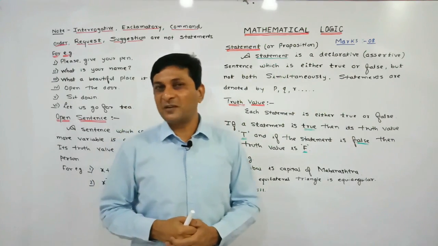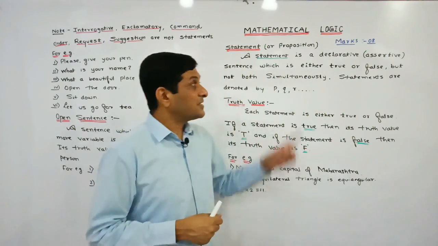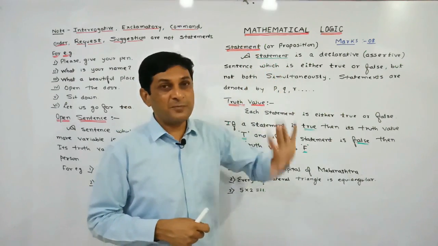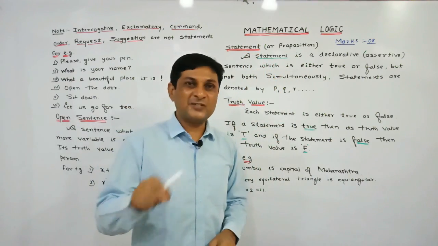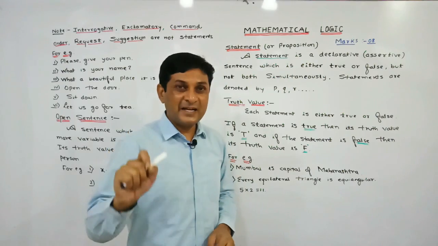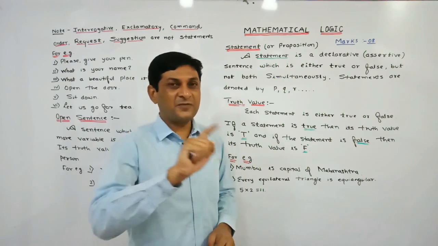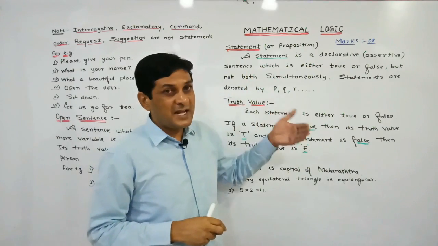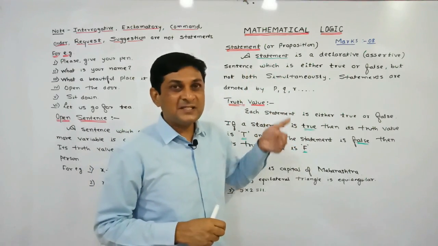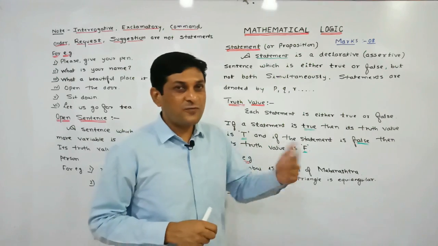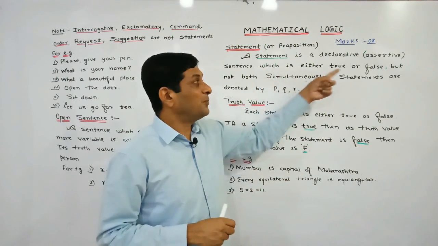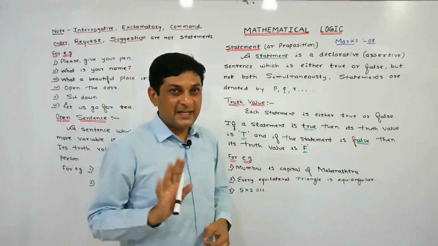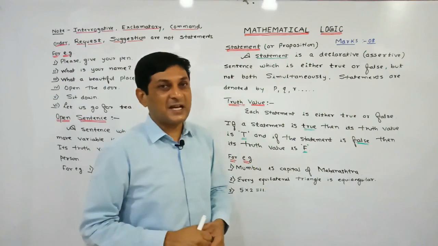So let us begin with our first definition, statement. Statement is also called as what? Proposition. Alternate word for statement is proposition, and a declarative sentence is called a statement if it is either true or false. Means if we are able to identify the given sentence is either true or false, but should not be both simultaneously. Getting it? Such declarative sentences are called as statement.